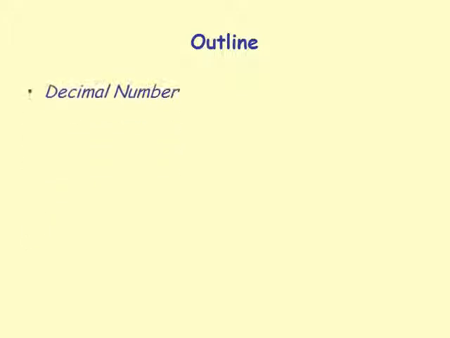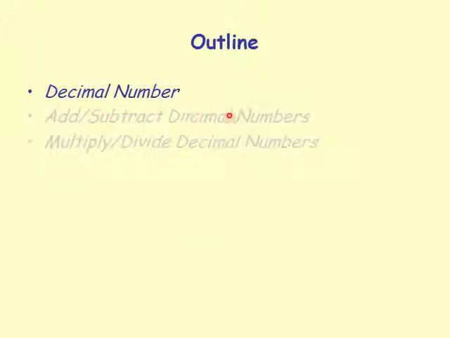Outline. This section is on decimal numbers and we do have 2 more sections. Next section would be add and subtract decimal numbers, and one after that would be multiply and divide decimal numbers. Okay, let us continue.